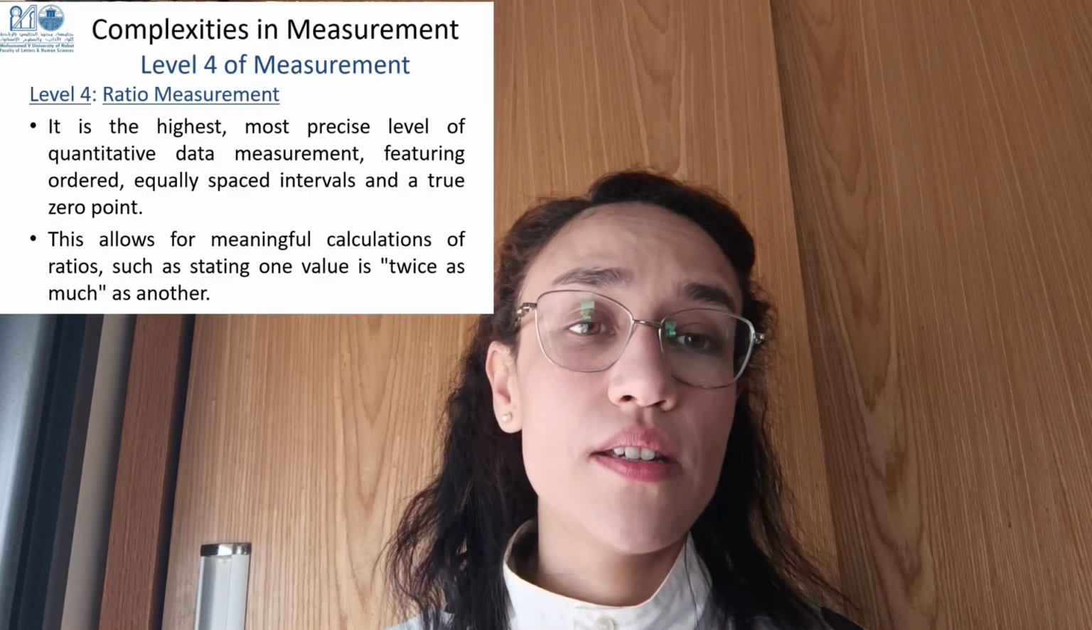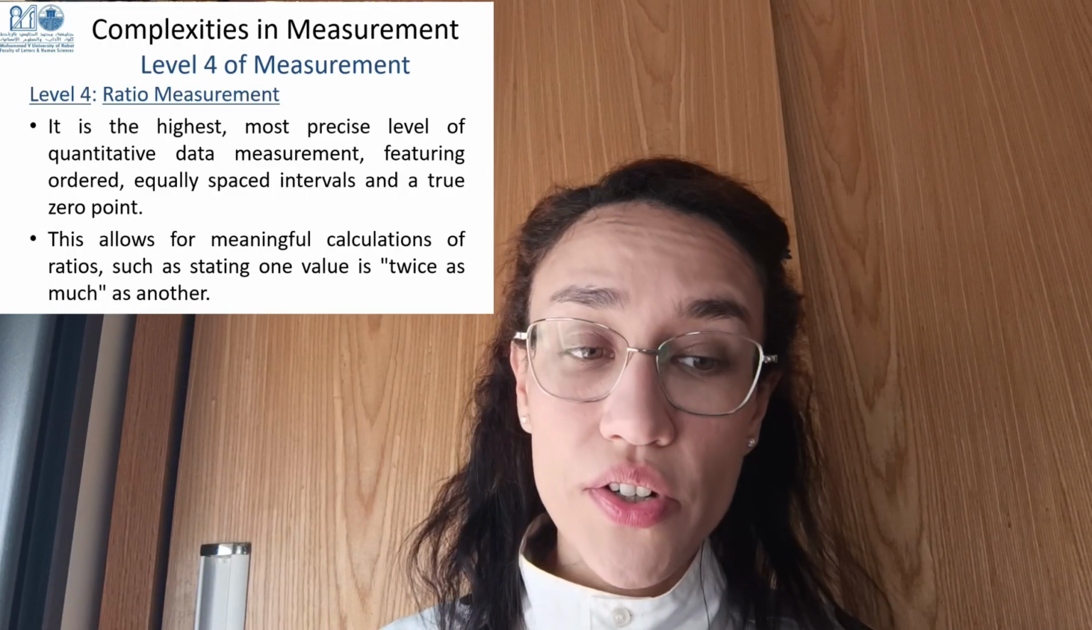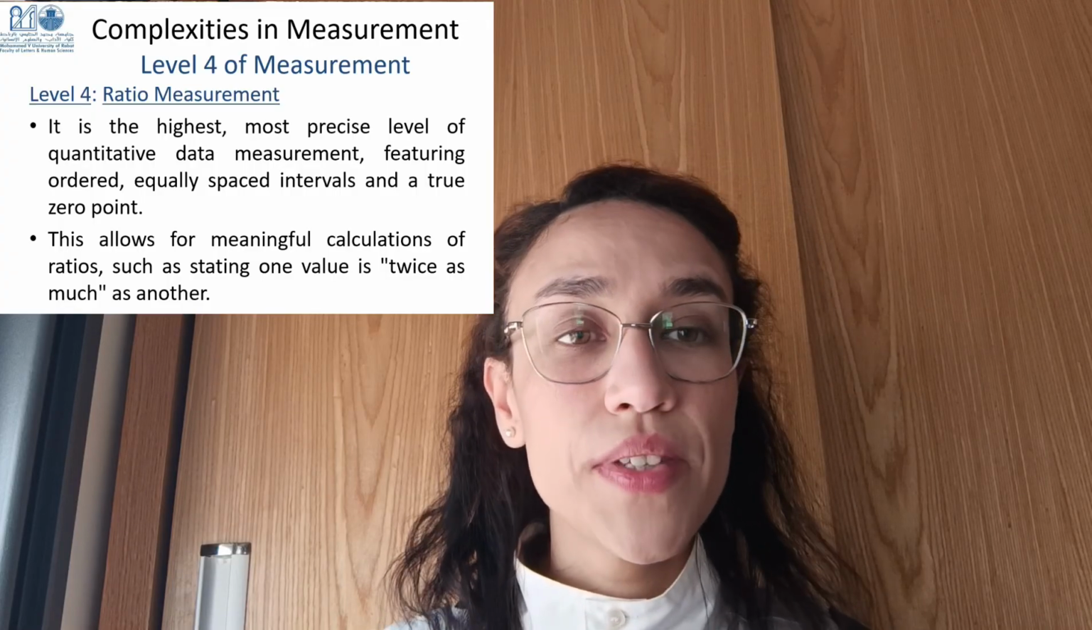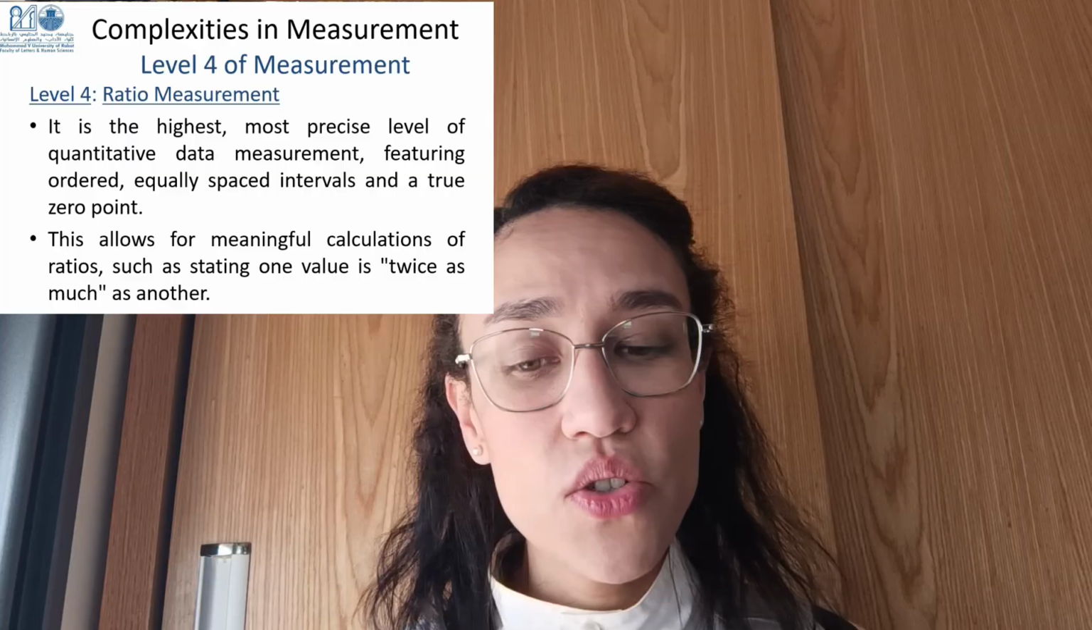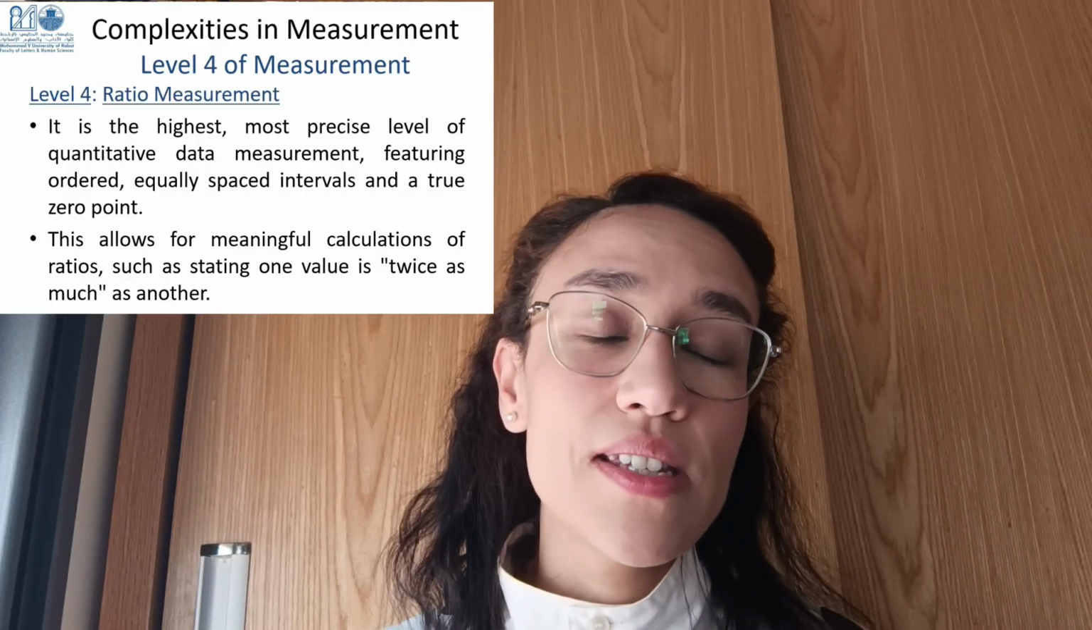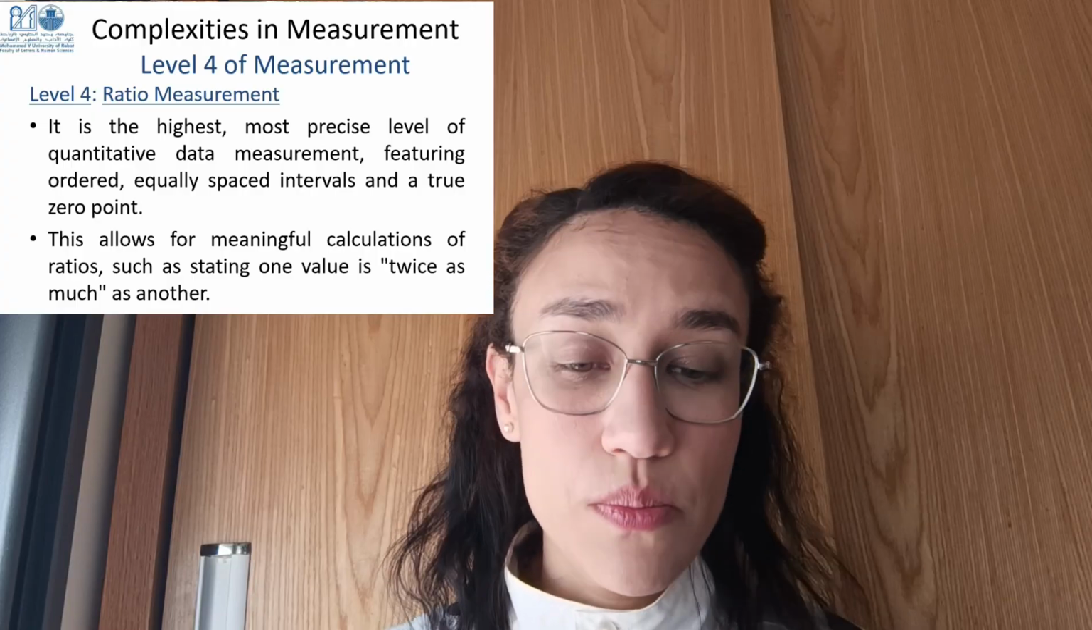The fourth level of measurements is ratio. Ratio measurement is the highest, most precise level of quantitative data measurements, featuring ordered, equally spaced intervals and a true 0 point. This allows for meaningful calculations of ratios, such as stating one value is twice as much as another.